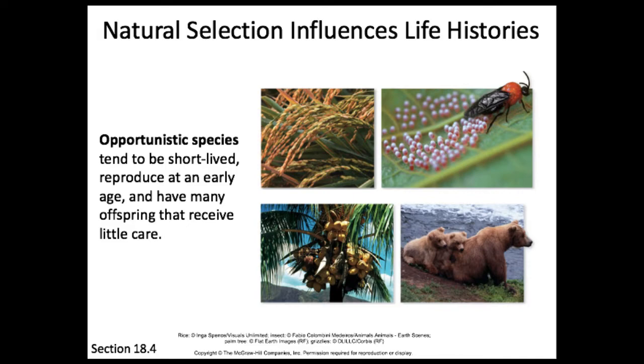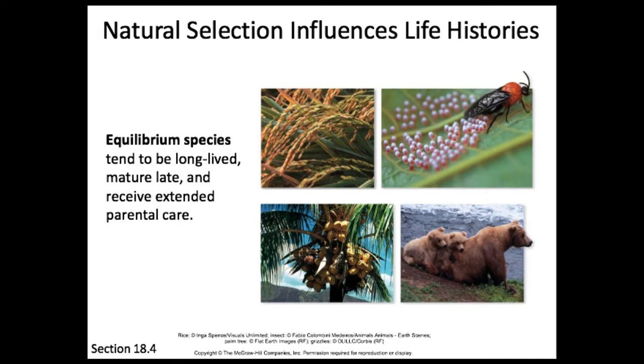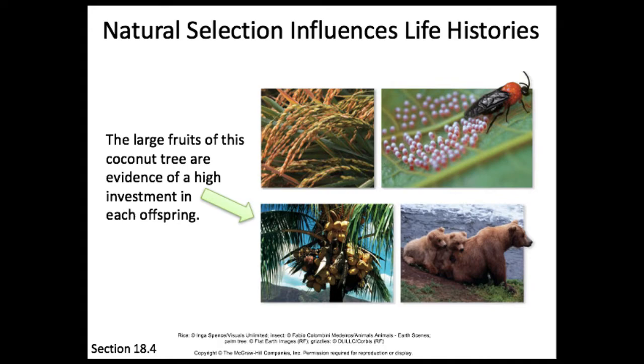Opportunistic species tend to be short-lived, reproduce at an early age, and have many offspring that receive very little care. Plants, including weeds, insects, and many types of type 3 species with type 3 survivorship curves, have opportunistic life histories. On the other hand, equilibrium species tend to be long-lived, mature late, and receive extended parental care. Some types of plants can actually belong to this group.